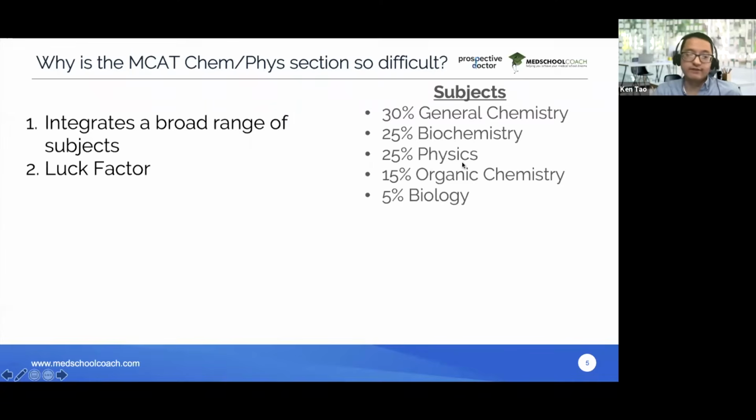That means of the 59 questions you have in the Chem Phys section, you're looking at maybe 12 to 13, or am I doing my math correctly? You're looking at 14 to 15 physics questions, right? 14 to 15 physics questions, and this is based on 2 semesters of physics, right? The first semester being Newtonian mechanics, the second semester being electricity and magnetism.